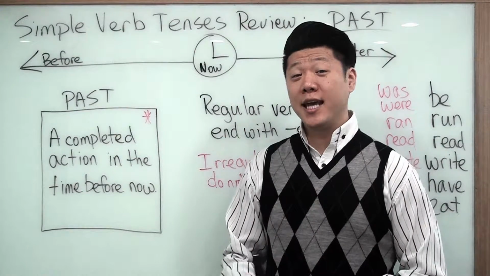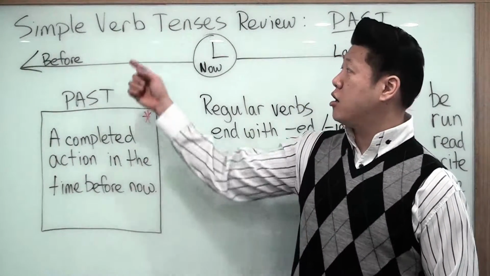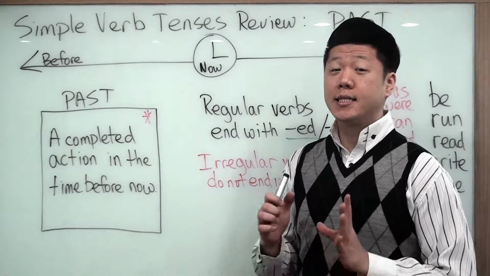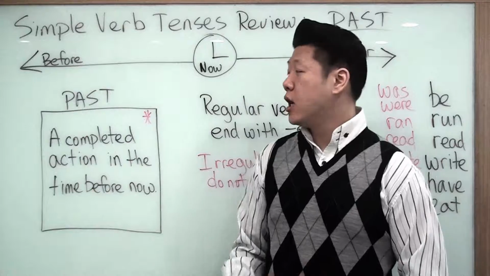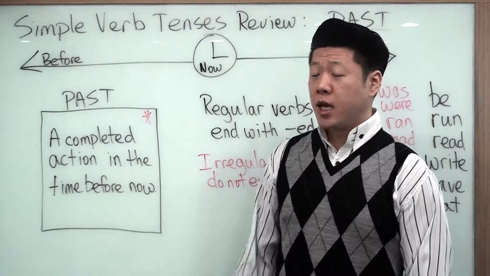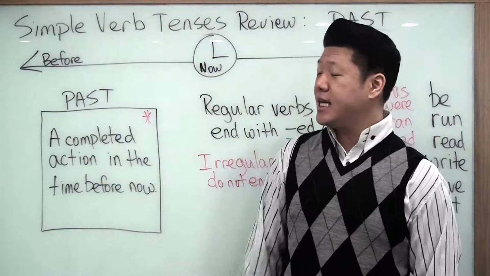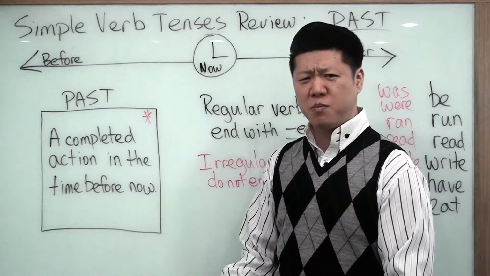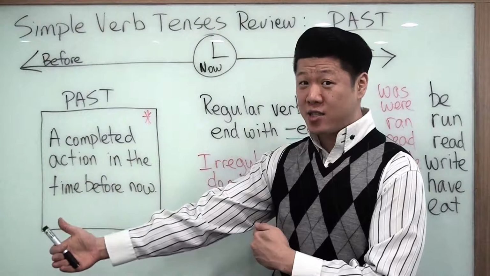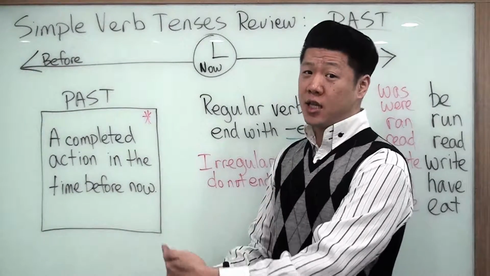Welcome back, everyone. Today's lesson is a review lesson on our simple verb tenses. Today we are talking about the simple past tense. So what is a simple past tense? The simple past tense is a completed action in the time before now, which means that it started in the past, it also finished in the past.